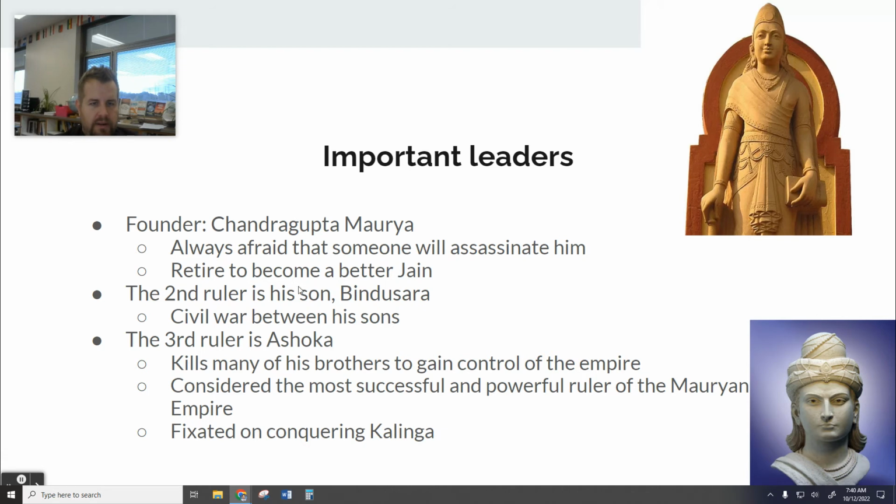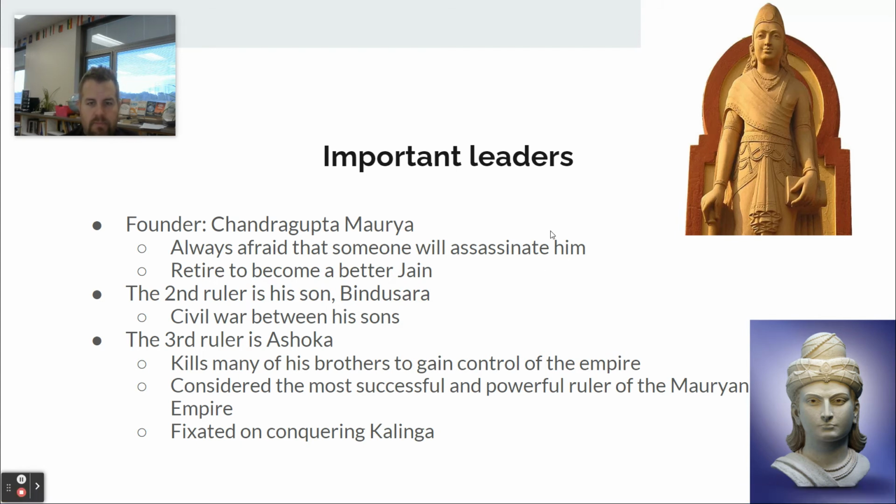Important leaders. We have the founder, Chandragupta Maurya. He was the first and original founder of this empire. Always afraid that someone would assassinate him, he retires to become a better Jainist, which is a type of religion you don't really need to know about. His son comes in and takes over for a little bit of time, and then there's a civil war. I made a mistake and thought that Ashoka was Chandragupta's son. It's actually his grandson. But Ashoka did kill off his brothers to gain control of the empire, considered the most successful of the Mauryan Empire.